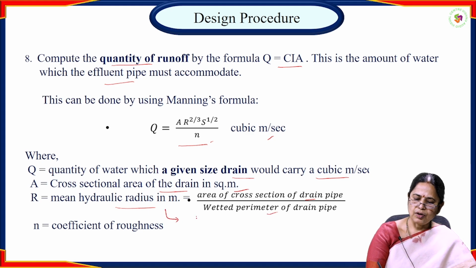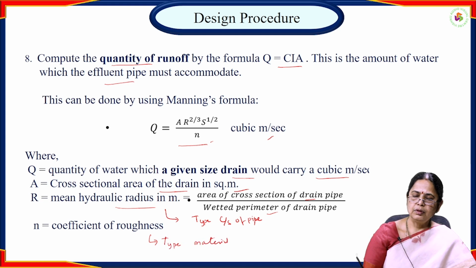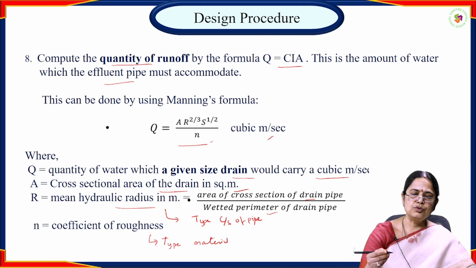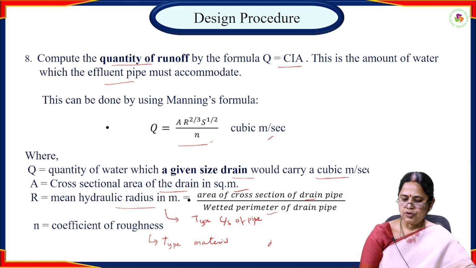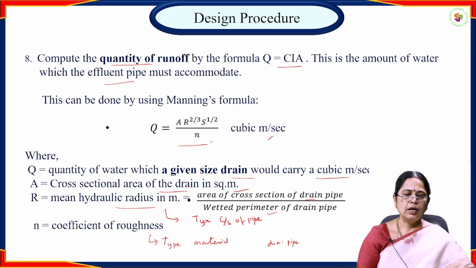This depends on the type of cross-section of the pipe. And N is the coefficient of roughness. This roughness depends on the type of material used for the pipe. Then equating these two values, we find out the diameter of the pipe for the inlet. So this is the way we have to design for all the pipes and find out the drainage system.